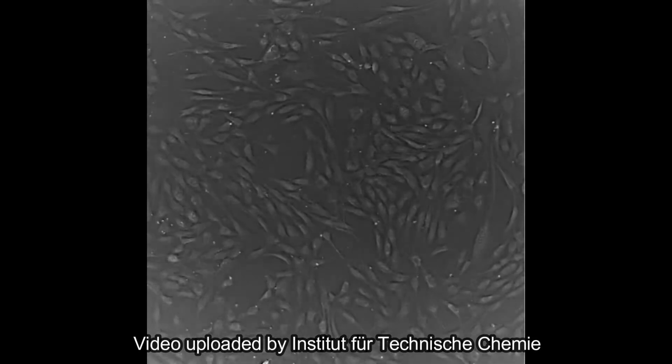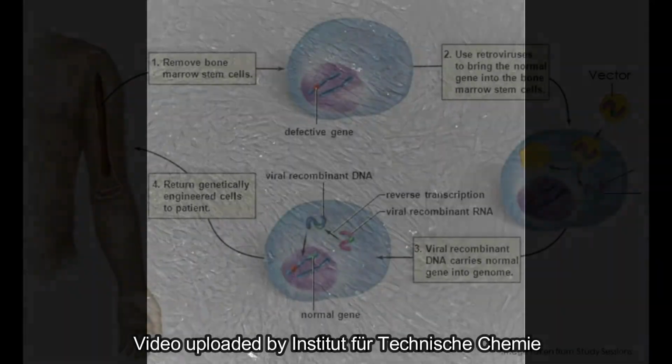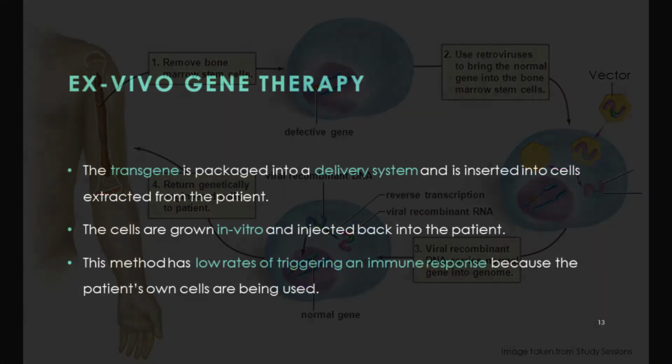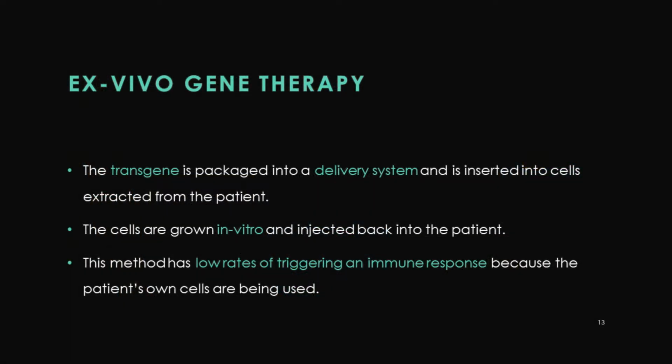So the process basically involves harvesting a bunch of cells from a person, and then we infect those cells with our vector that contains the gene. And then we monitor the expression of that gene, and after some time, when we have a substantial amount of product inside those cells, we transfer the cells back into the patient.